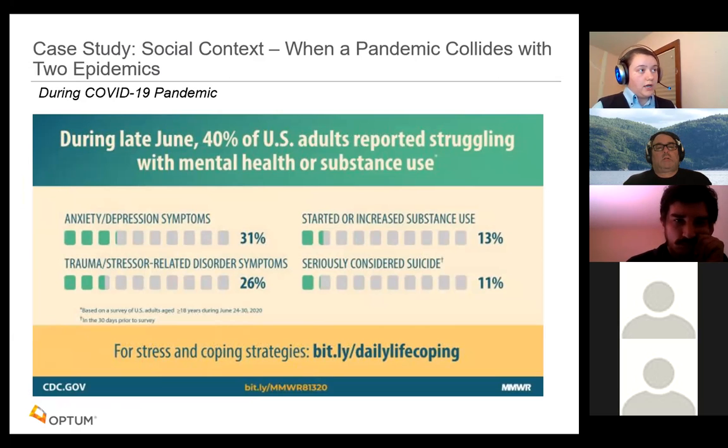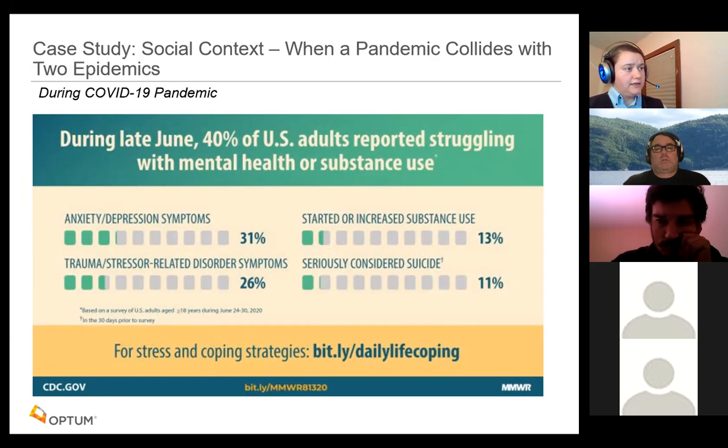During late June, 40% of US adults reported struggling with mental health or substance abuse. As high as 31% reported anxiety and depression. About 13% said they started or increased their substance use. 26% said they had trauma or stressor-related disorder symptoms like PTSD. And unfortunately, as high as 11% seriously considered suicide. So these are pretty staggering numbers and kind of illustrate when a pandemic that requires us to socially isolate collides with two epidemics.